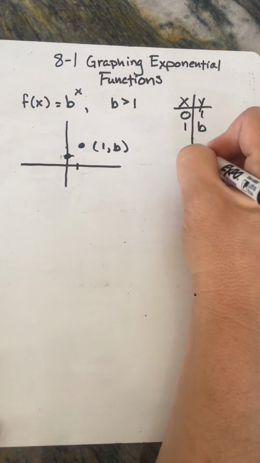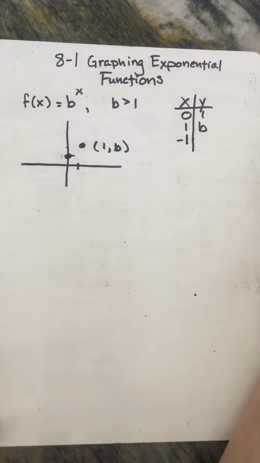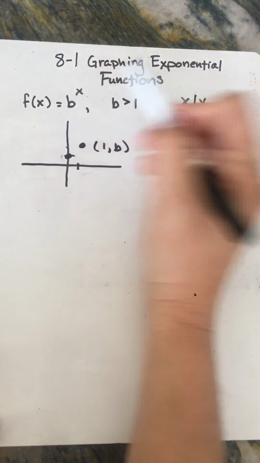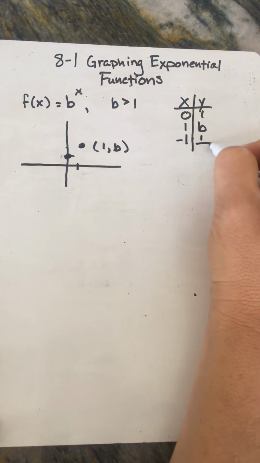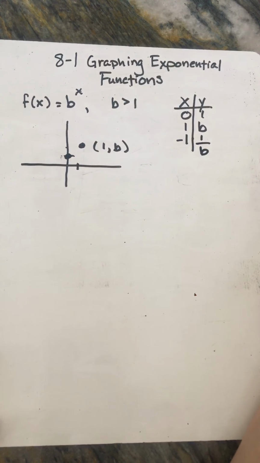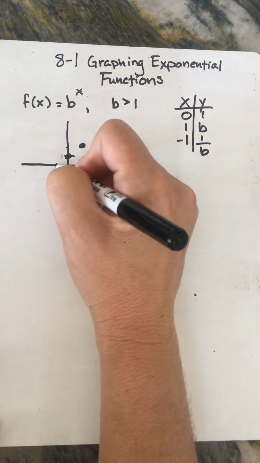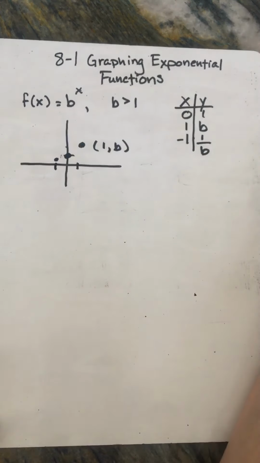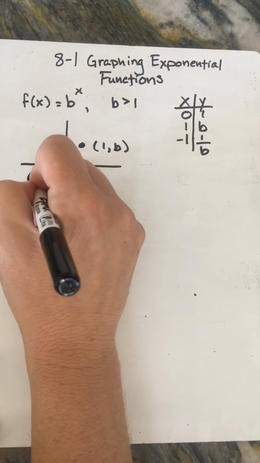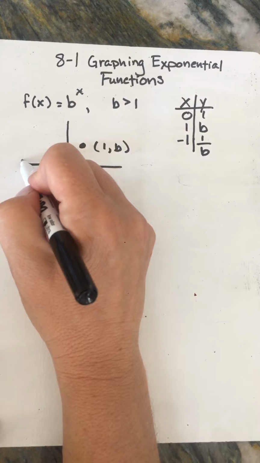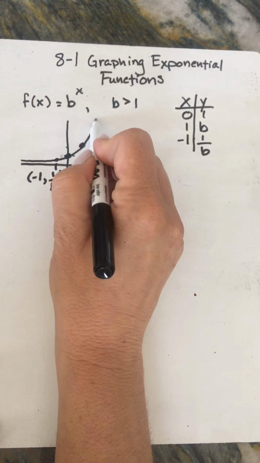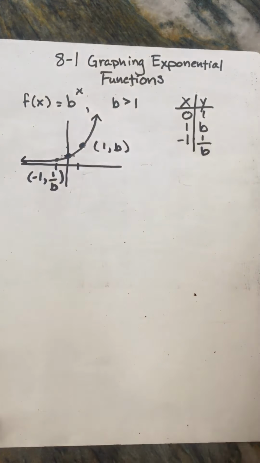What if x is negative 1? Let's talk about that. So you have b to a negative exponent. Negative exponents turn into reciprocals. So 1 over b, so I'm going to be down here. If I'm at negative 1, I'll be down here somewhere, some arbitrary value. So that is negative 1 comma 1 over b as that coordinate. So your graph will look like this, and this is one that you memorized.